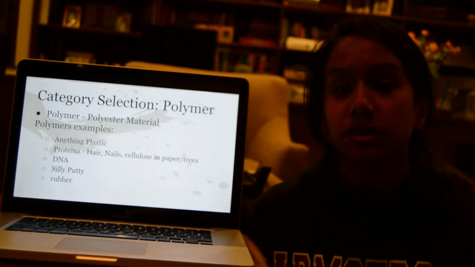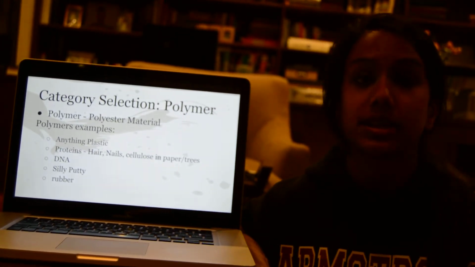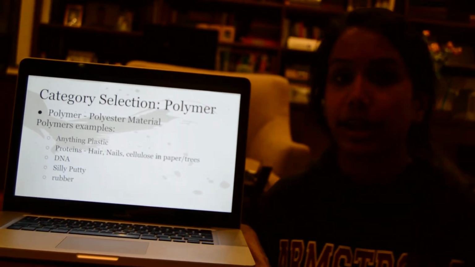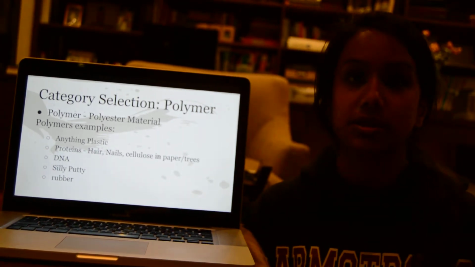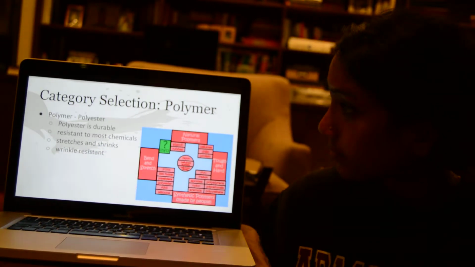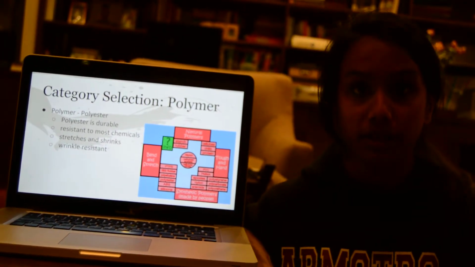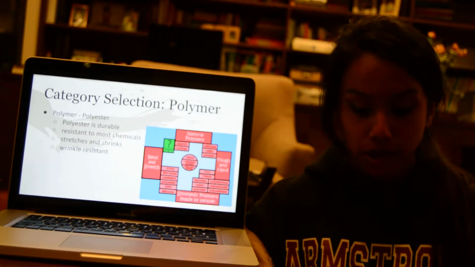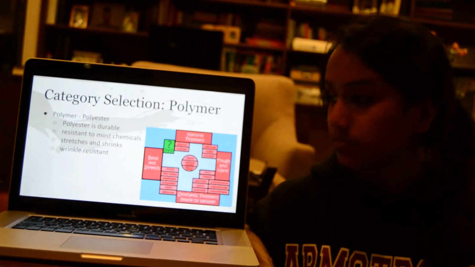So specifically, we chose polymer out of the four categories because it contains anything plastic. It's a protein like hair and nails, and it's also considered DNA, silly putty, and even rubber. Also, polymer consists of polyester, and that's what we decided to make his shirt out of. Polyester is durable, resistant to most chemicals, and also stretches and shrinks.